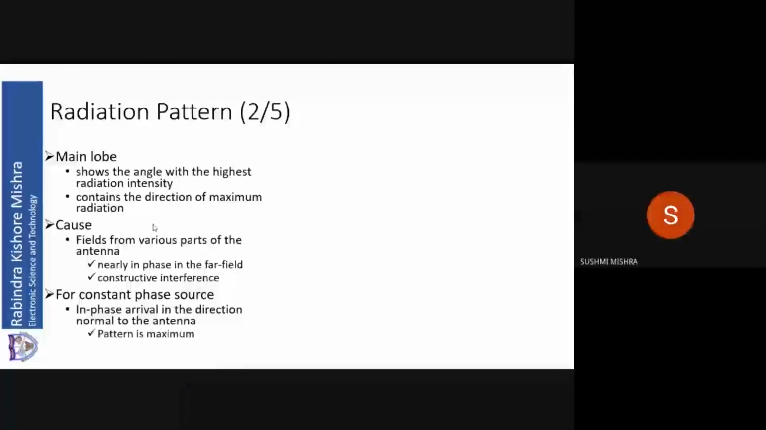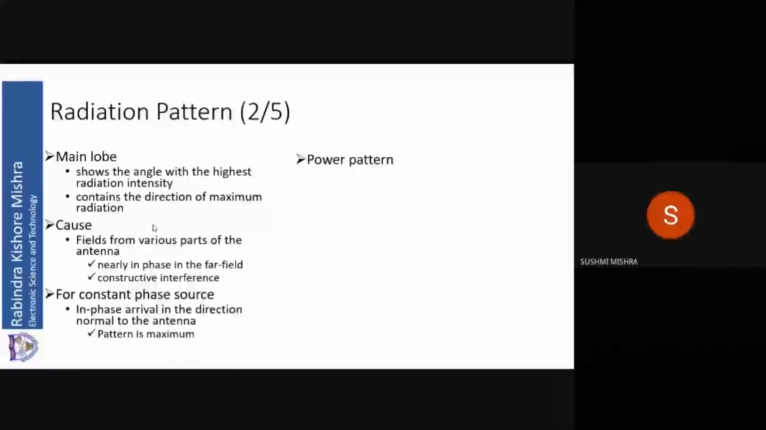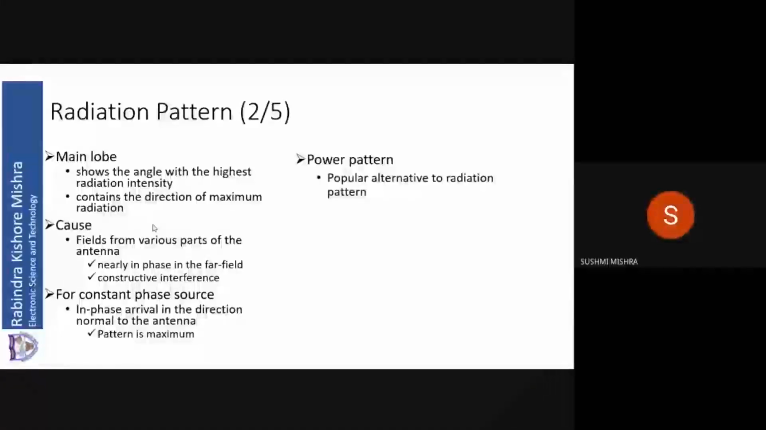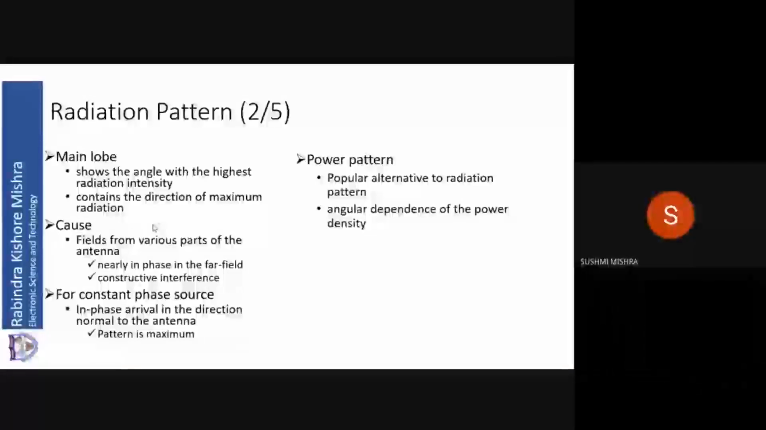If they are not in phase or near phase, or if they are near out of phase, then they will not combine constructively. There will be some destructive combination. Because of that, we will get the lower beams or the minor beams or the side lobes, etc. For a constant phase source, the phase arrival in a direction normal to the antenna, so the pattern is maximum.